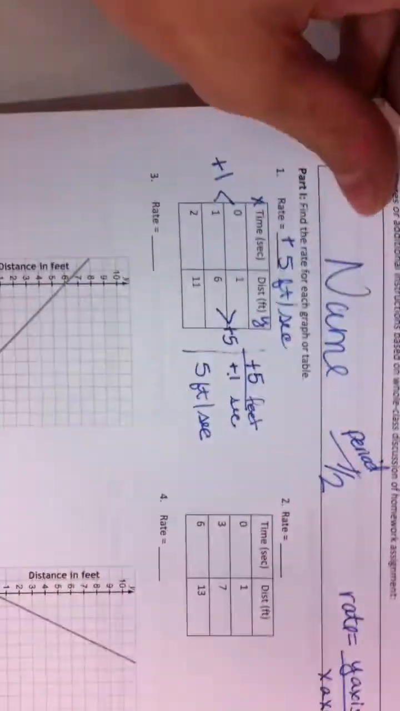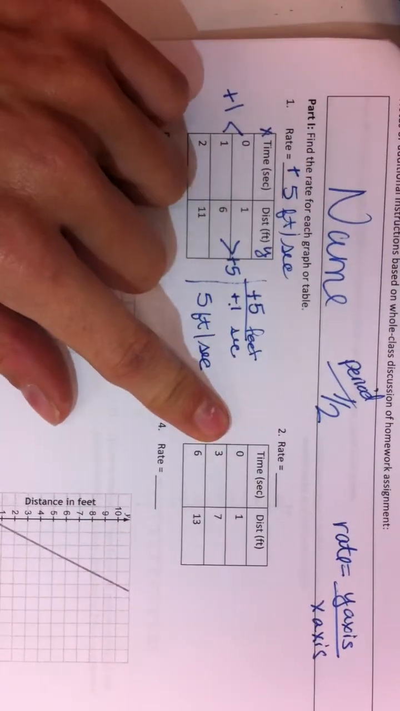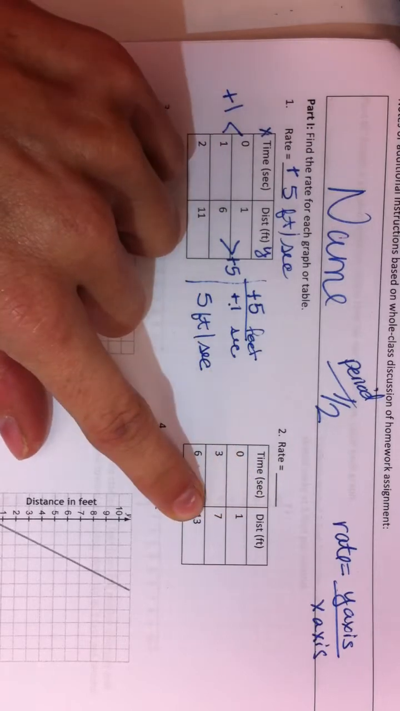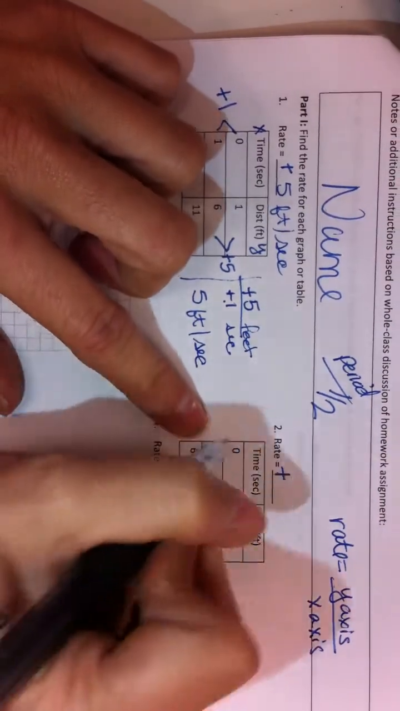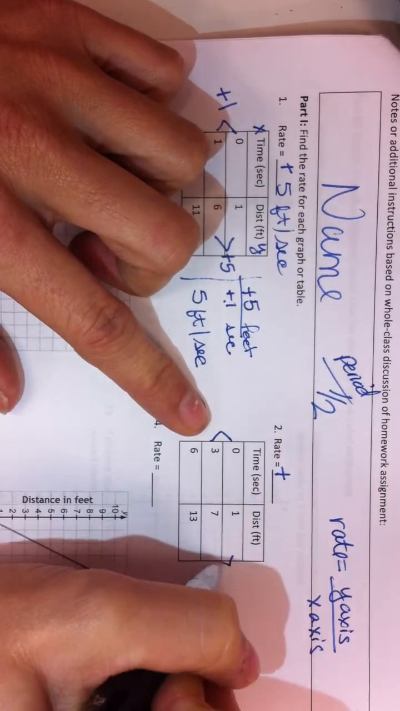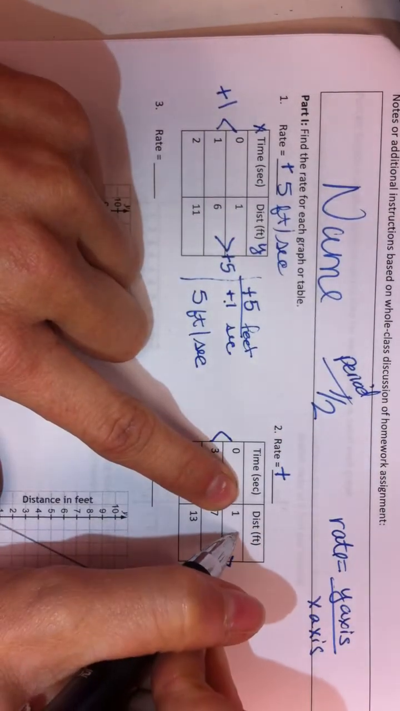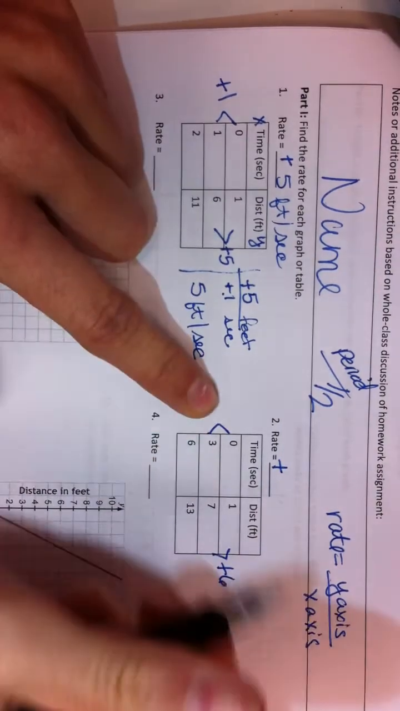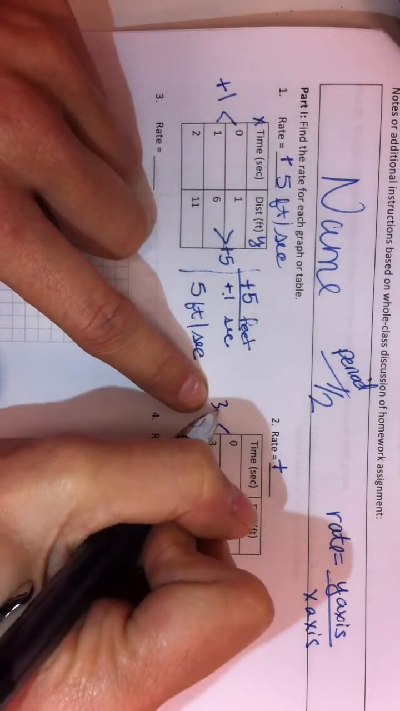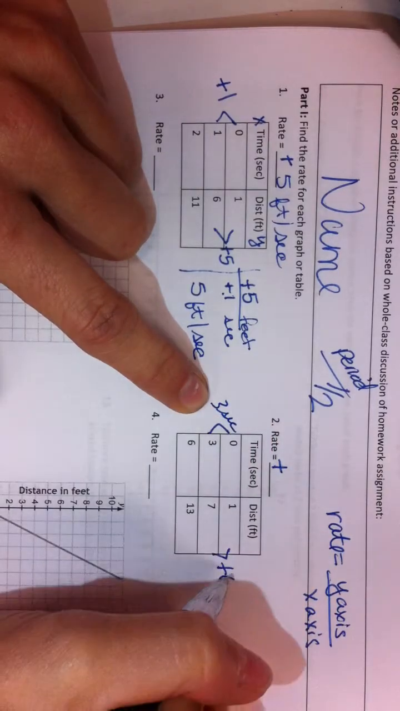Okay, let's try 2. Time is passing, and we're going up again in our distance. So our distance is getting bigger, and so we're going up. We started at 1 foot away, and we went to 7. That means we added 6 feet. It took us 3 seconds to do that.